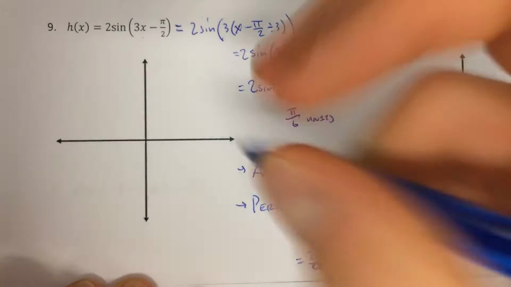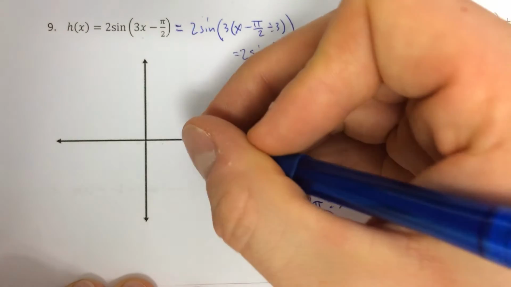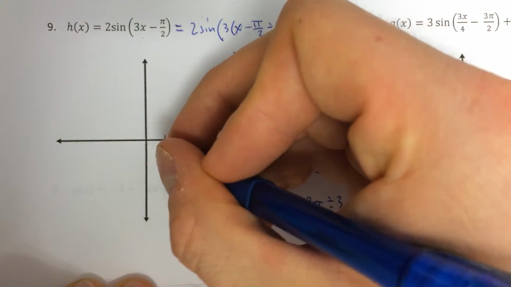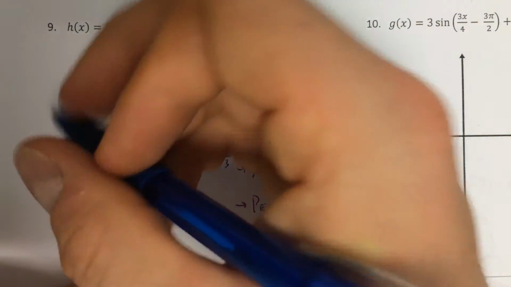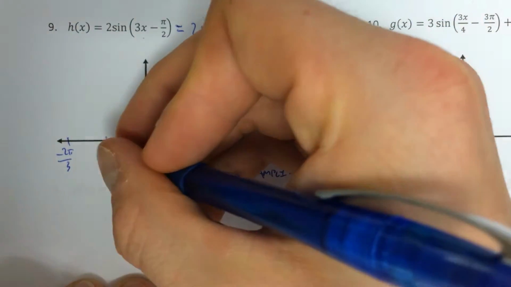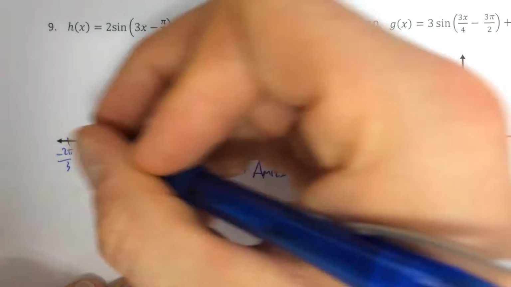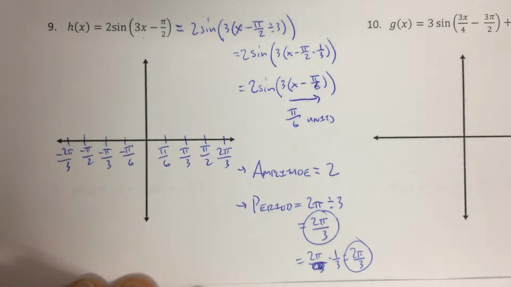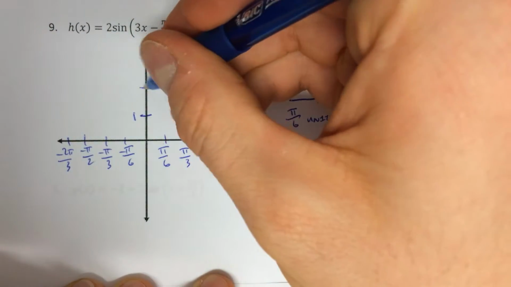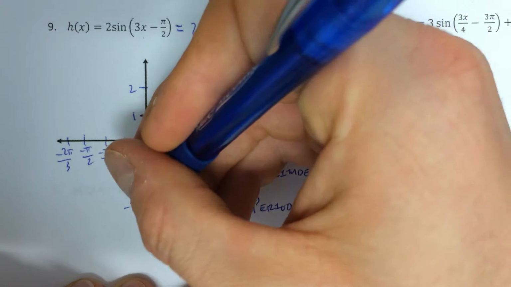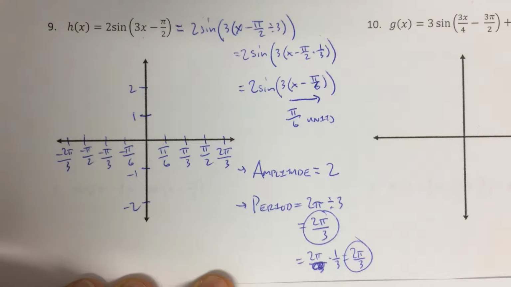So let's try and put this all together now. 2 pi over 3 would be here. Pi over 3, pi over 6, pi over 2, negative 2 pi over 3, negative pi over 3, negative pi over 6, and negative pi over 2. And amplitude is 2, we're not moving up or down. So let's just say 1, 2, negative 1, negative 2. So now we have that.